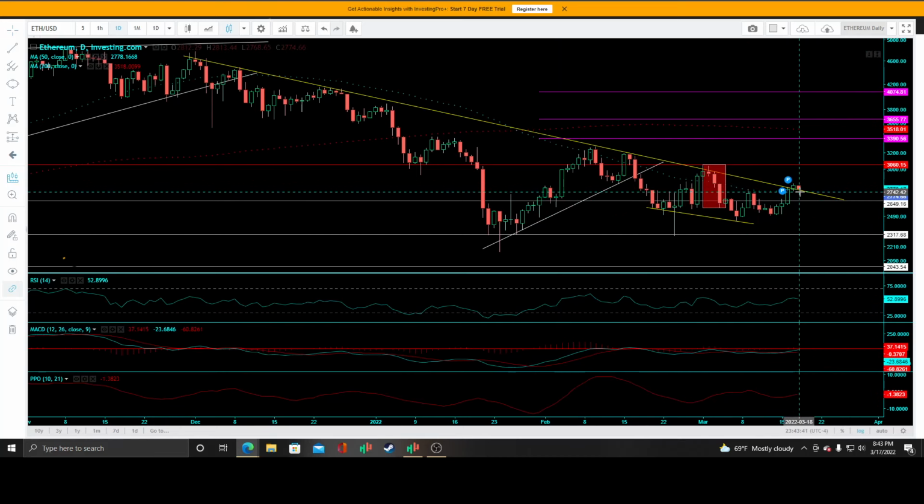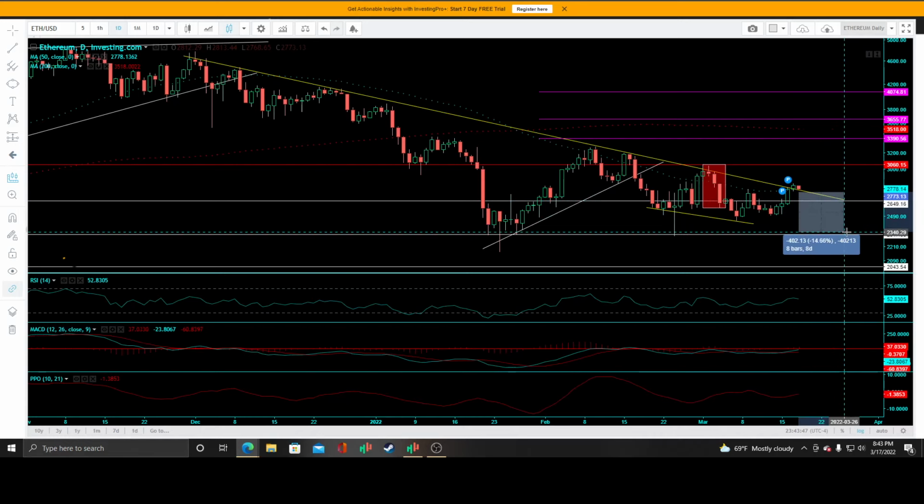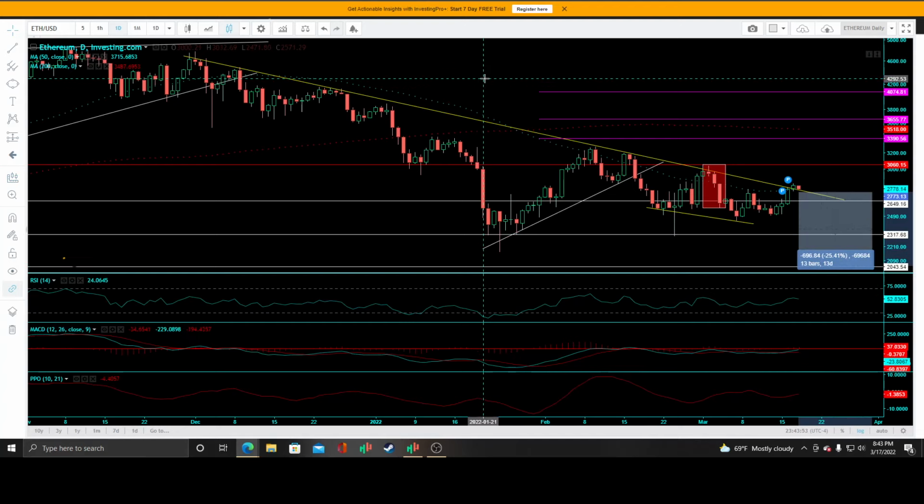We would have a breakdown below here, hit that 26.49 for a 3.4% drop, 23.17 for a 15% drop, and 2043 for a 25% drop. We'll see if we even crack below it.